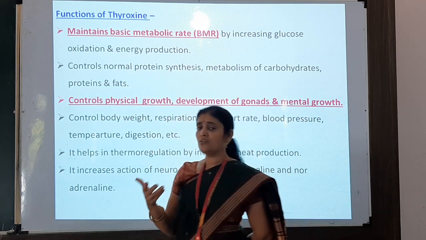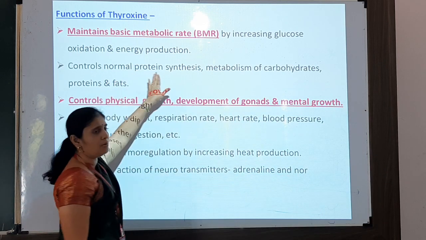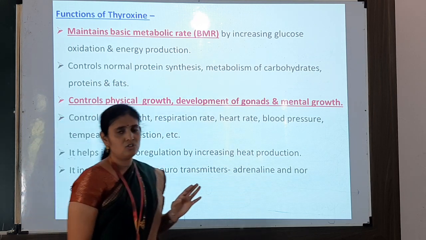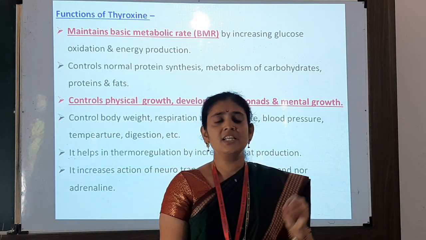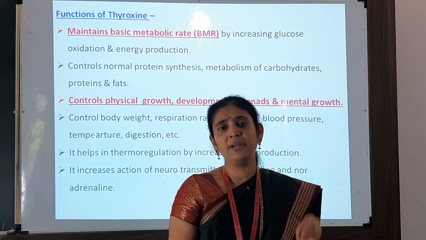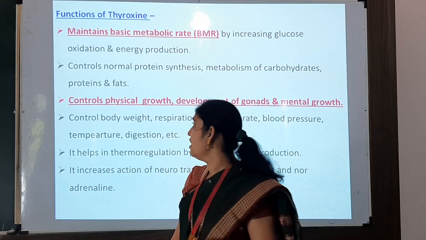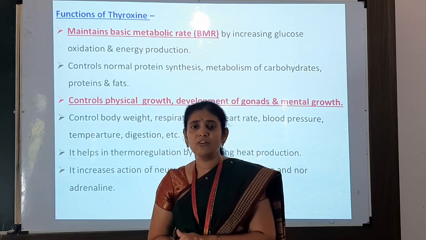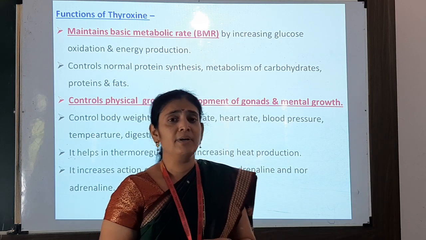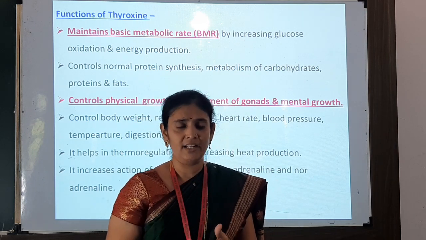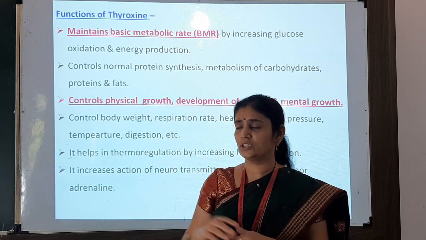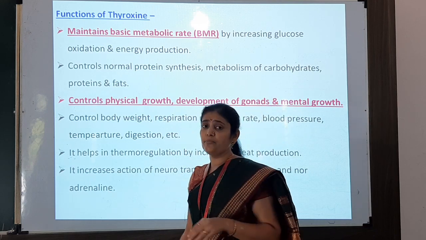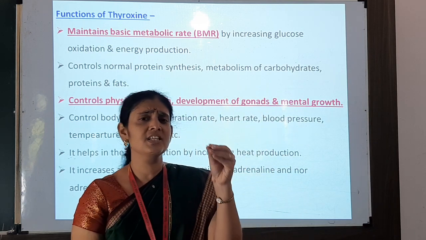Okay. Now the second role: it controls normal protein synthesis and the metabolism of carbohydrates, proteins and fats. In every cell the protein synthesis process is carried out, and for controlling normal protein synthesis, thyroxine plays a role. All the different metabolism of carbohydrate, protein or fat is carried out with the help of this thyroxine. It also controls the physical growth and development of the gonads and mental growth, which is a very important role of this thyroxine.